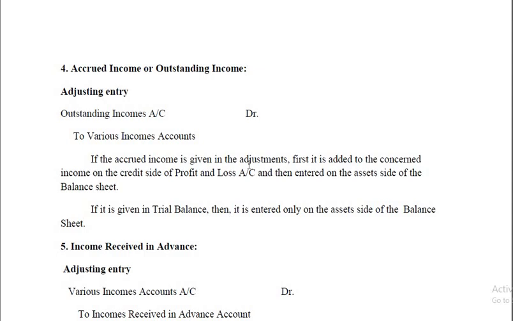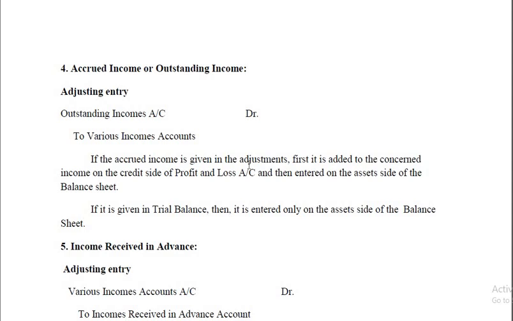So outstanding income account, debtor to various incomes account. For example, rent receivable, rent outstanding. Rent is an income here. It is yet to be received. In that case, outstanding rent account debtor to rent account. Okay, so outstanding rent account debtor to rent account.